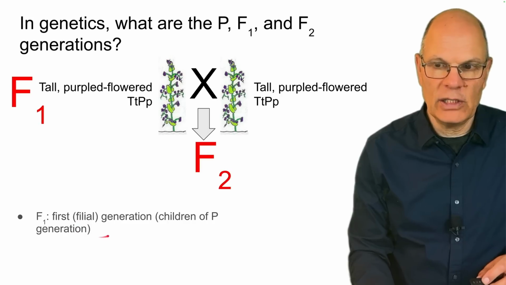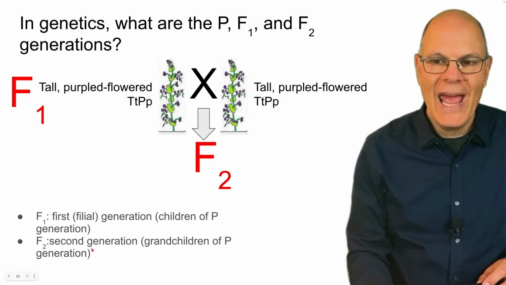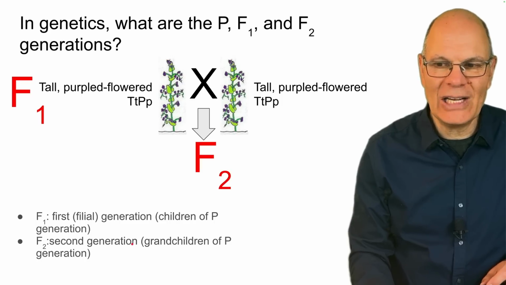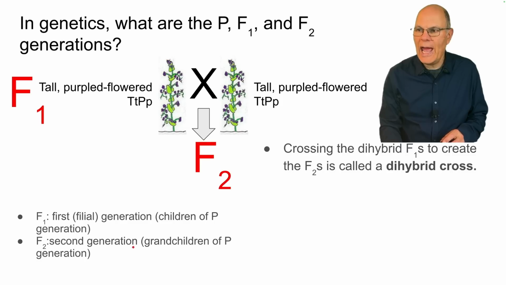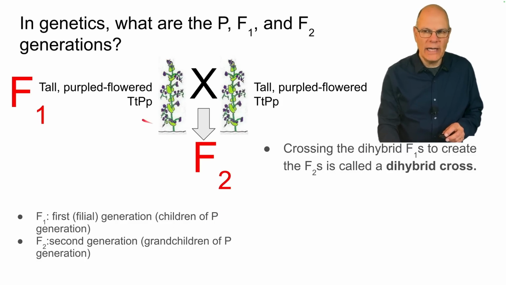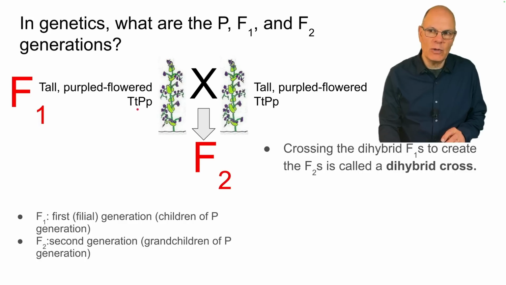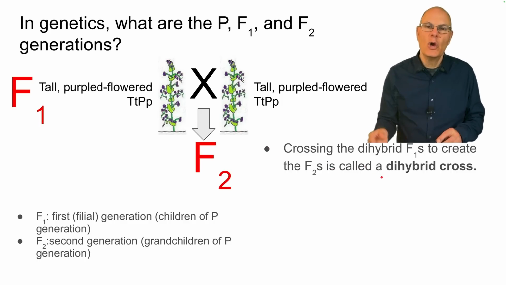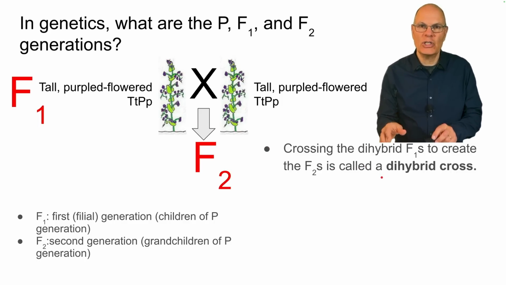So the F1, that's the first filial generation. And the F2, it's the second generation. It's the grandchildren of the P generation. And crossing the dihybrid F1s. Why are they dihybrid? Because they're double heterozygotes. They're hybrid. They're mixed for two characteristics. That's called a dihybrid cross. We're going to take that apart in just a moment.